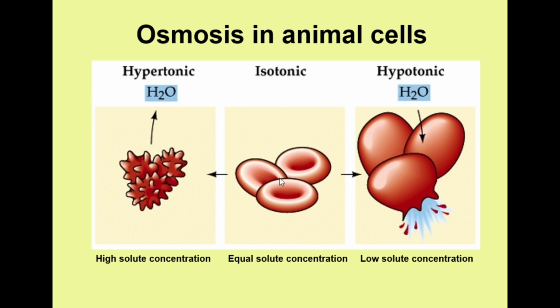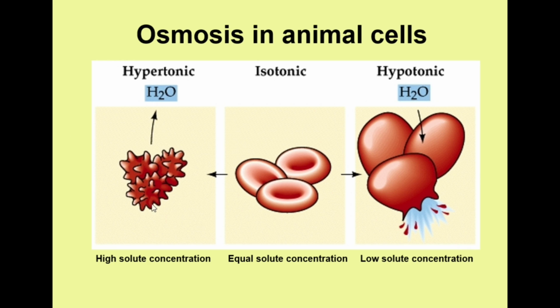What, however, would happen if we were to take those red blood cells and pop them into a beaker of something like seawater? Seawater has a very, very high solute concentration. There's a lot of salts dissolved in that seawater. We would then call that seawater hypertonic, compared to the inside of these red blood cells. That means it has a higher solute concentration than the inside of the red blood cells, so it is a hypertonic environment.